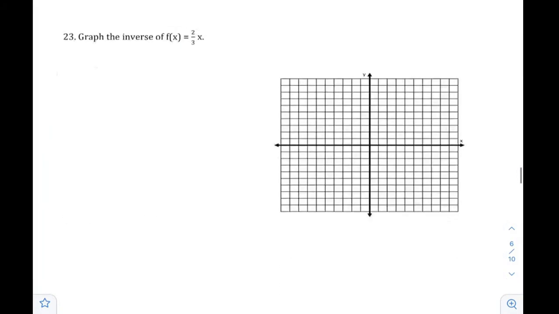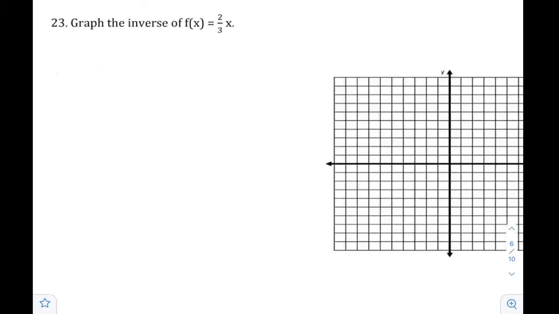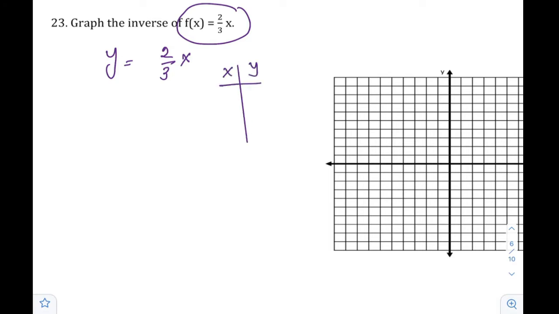Now graph the inverse of the function. Now, how can we graph the function? The easiest approach is to create the table for the original function to graph. So we want to graph y equals 2 over 3x. You need a table. This is the easiest approach. This is x and this is y. Now choose smart points. If you choose x 0, then y is 2 over 3 times 0, which is 0. So y is 0. Now you can choose any value of x, but since there is a denominator 3, the best way is to choose multiples of 3.